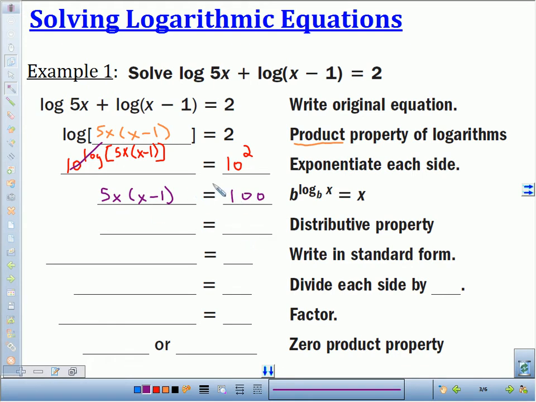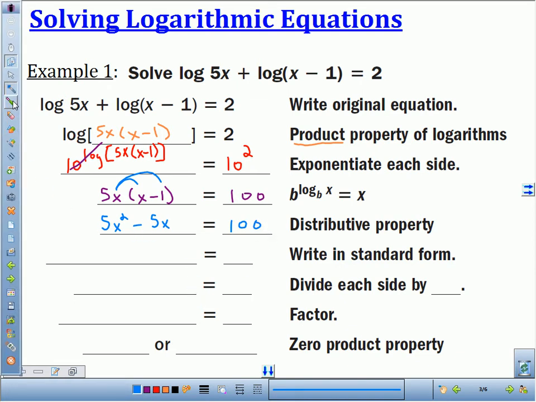From here, now that we've gotten rid of the logarithm, it's gone, poof, disappeared, we're just looking at a regular equation. So let's do all the stuff we would normally do to solve a regular equation. For instance, the first thing we would normally do is distribute here to get rid of the parentheses. So let's do that. We'll distribute and get 5x squared minus 5x, because 5x times x is 5x squared, and 5x times -1 is -5x. And that still equals 100.